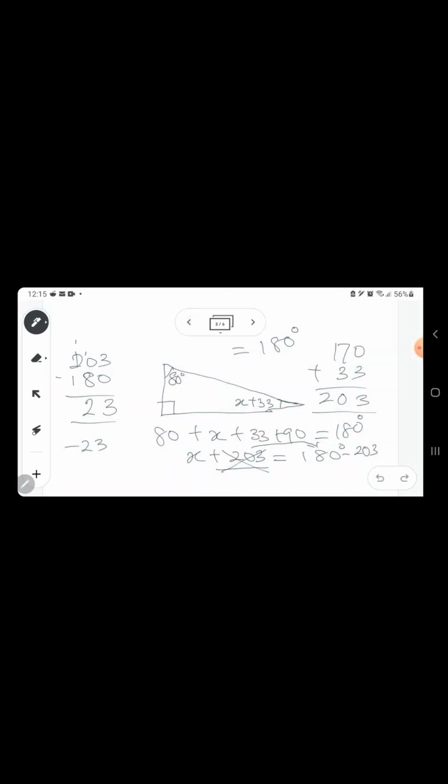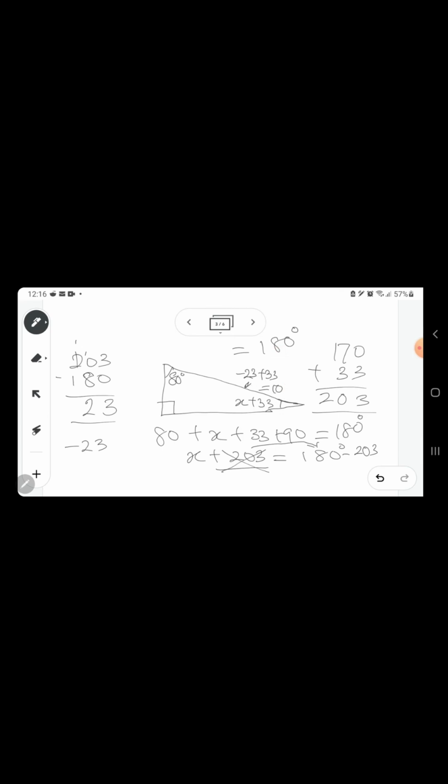So let's go back. We know that minus 23 plus 33 equals 10. Let me write it here so you can notice: minus 23 plus 33, which is 10. That tells us that the angle of this very small place is 10. So 80 plus 90 is 170, and 170 plus 10 equals 180 degrees. As long as you can see that the three of them add up to 180 degrees, that's when you can say you're correct.